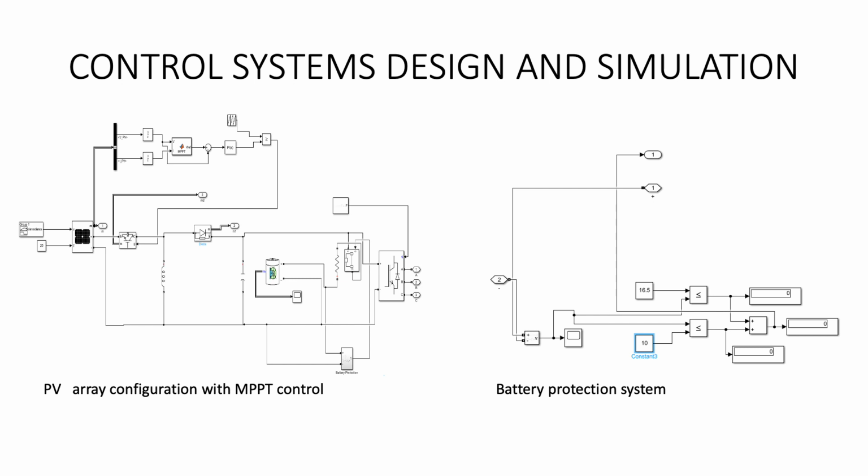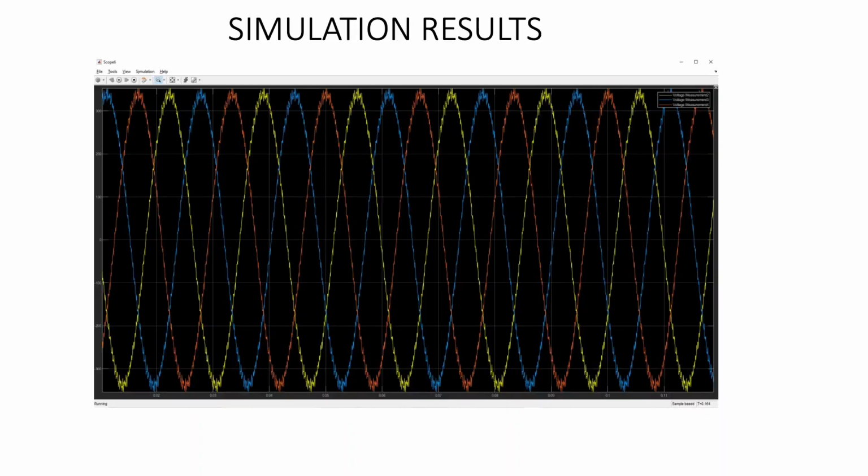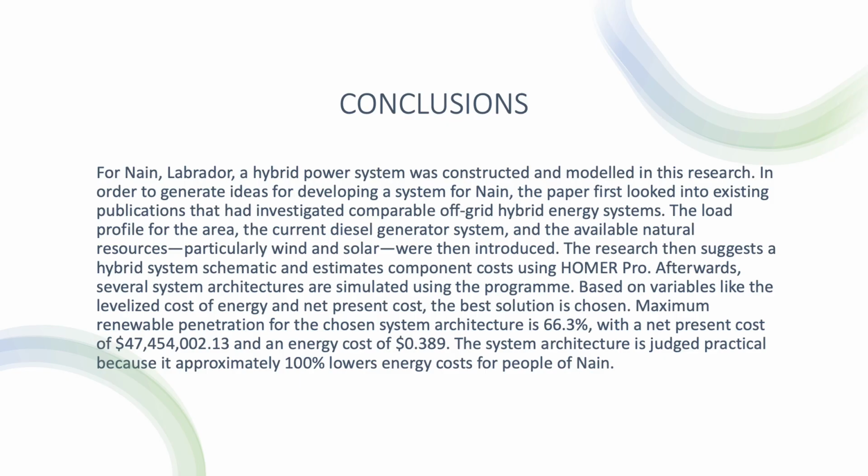Also, for the battery system, we'll be having a straightforward protection system which is aimed to stop overvoltage and undervoltage of the battery storage. The resulting output voltage from the hybrid system presents a steady state output waveform with minor distortion. Most significantly, we can see that the output voltage level is within the normal voltage range of plus or minus 2%.